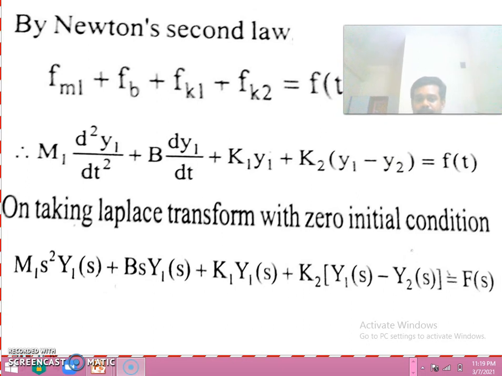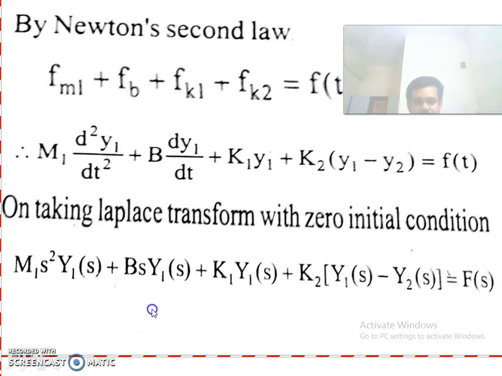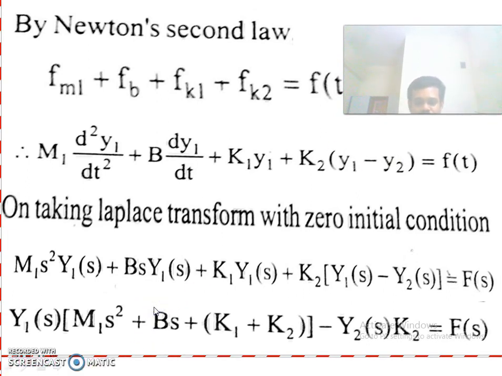Okay, we are applying the Laplace transform. Then we are taking Y1 of s common from these terms: M1 into s square into Y1 of s plus Bs into Y1 of s plus k1 into Y1 of s plus k2 into Y1 of s. From these terms you have to take this Y1 common. Okay.